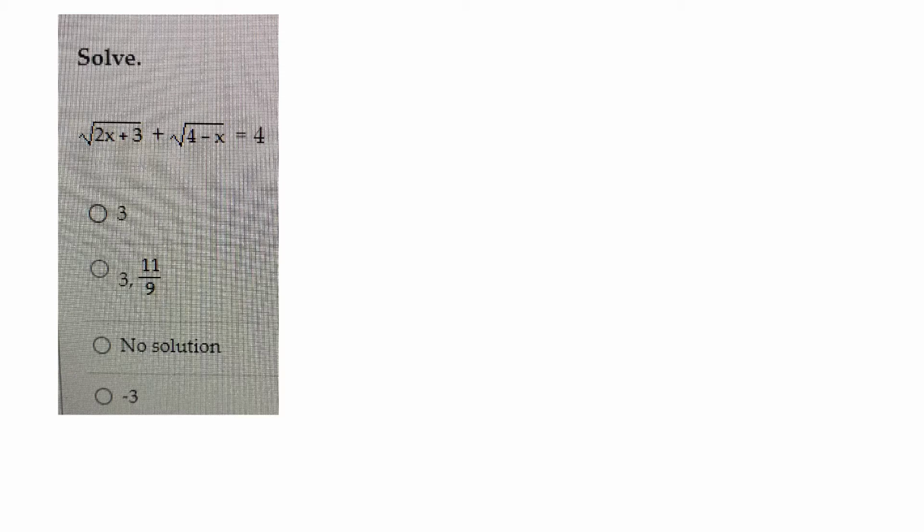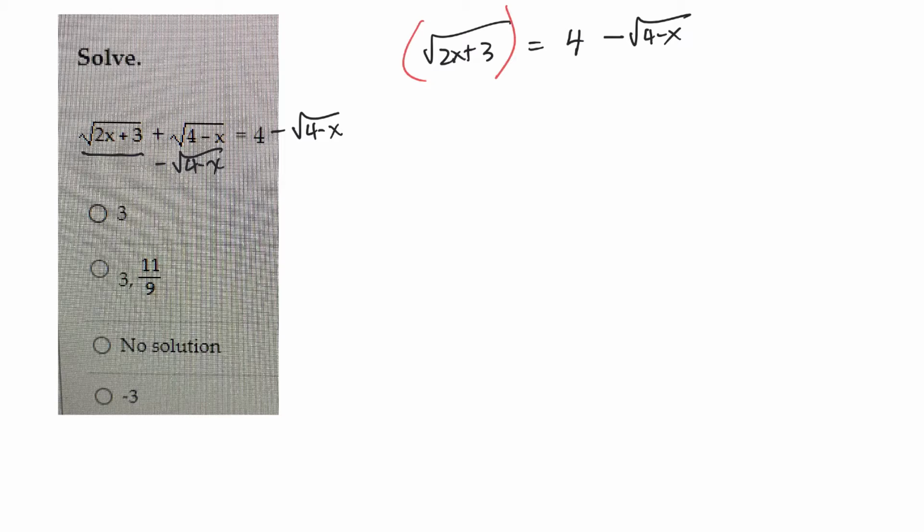All right, here's a dandy one, solving radical equations. So you need to isolate a radical, so let's isolate this one. I'll subtract root 4 minus x on this side, and I'll subtract it on this side. So I'll have root of 2x plus 3 is equal to 4 minus root 4 minus x. Okay, now I can square things. Square this side, square this side.